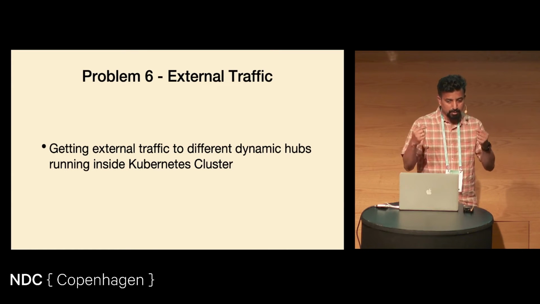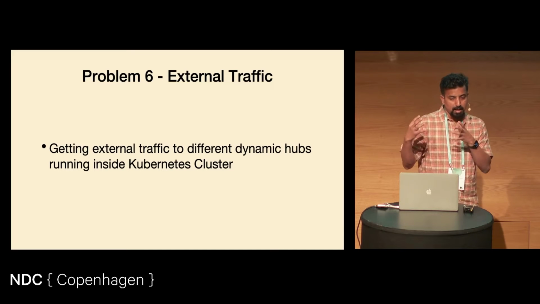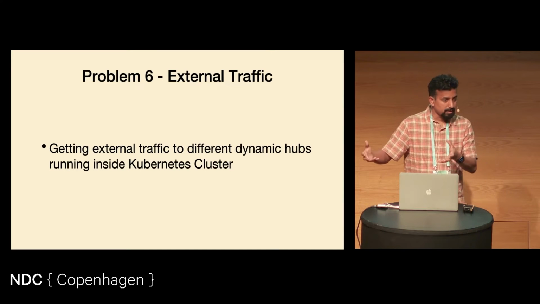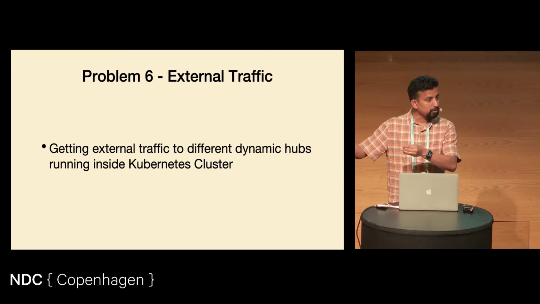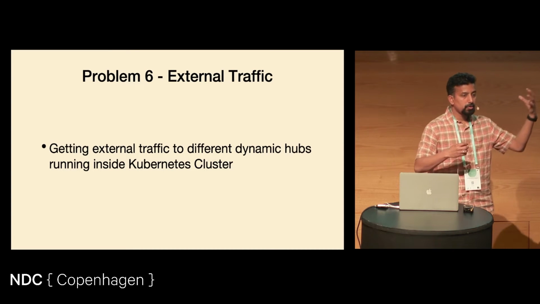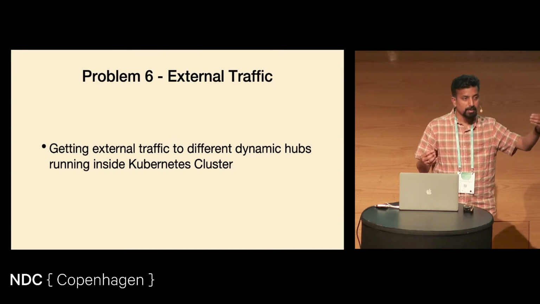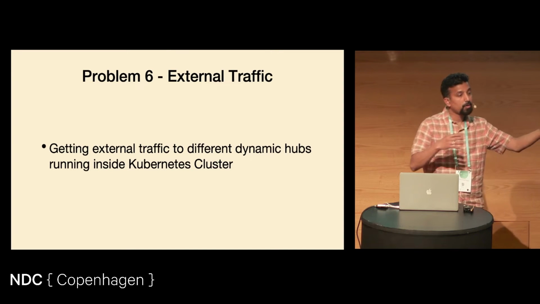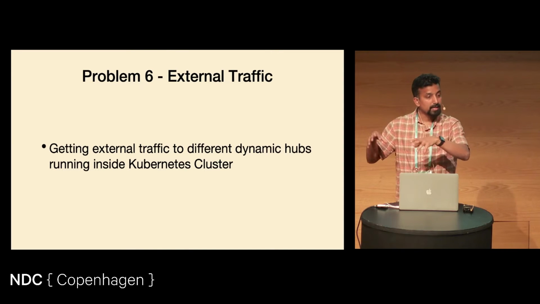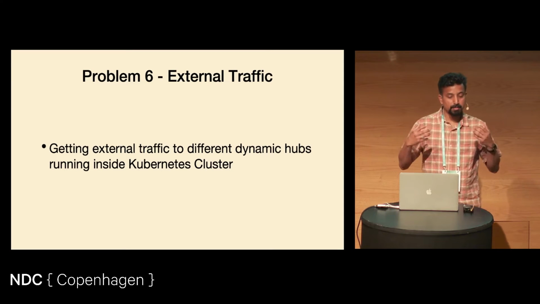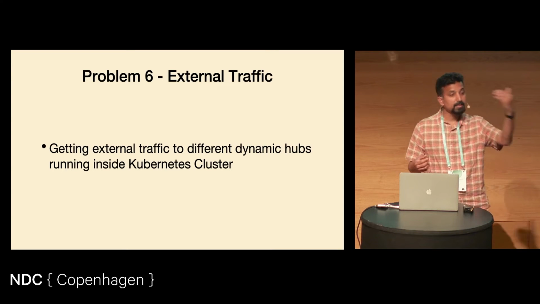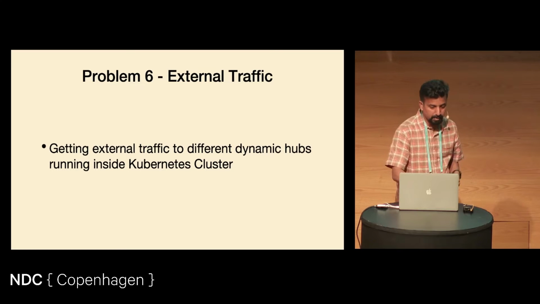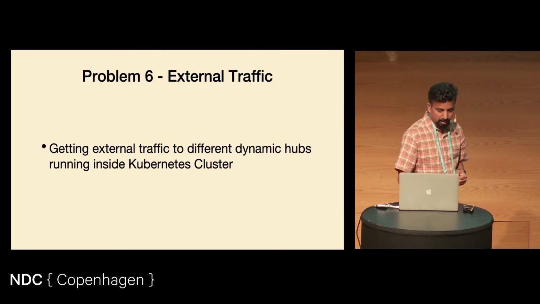But when we came up with the solution, the sixth problem is that we decided it's going to be Kubernetes. We are going to run browsers inside Kubernetes. But then you should point your automation to the grid, and your automation should go and hit the browser running inside the Kubernetes cluster. So you need a way for that traffic to get inside the Kubernetes cluster. And that's the external traffic problem.